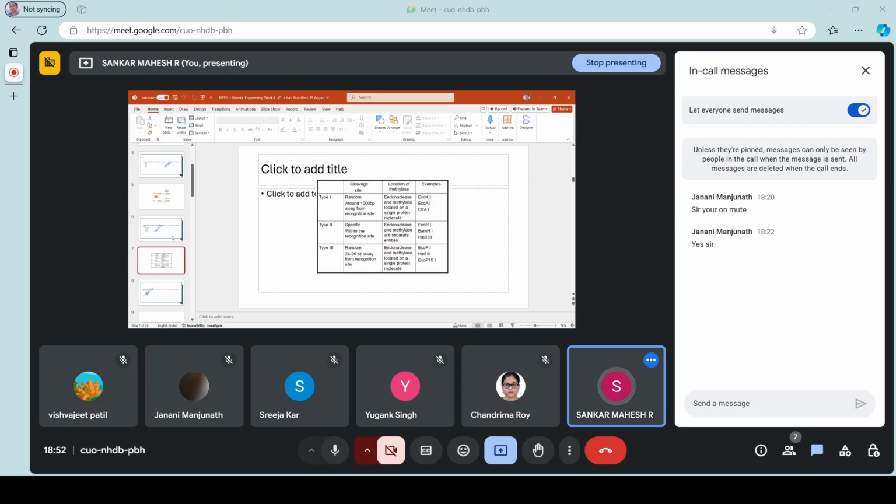Then we looked at the classification. There are four types: type 1, type 2, type 3, and type 4. Type 1 would recognize a site and cleave 1000 base pairs away. Type 2 will recognize a site and cleave in the same region. Type 3 will recognize a site and cleave some 24 to 26 base pairs away.